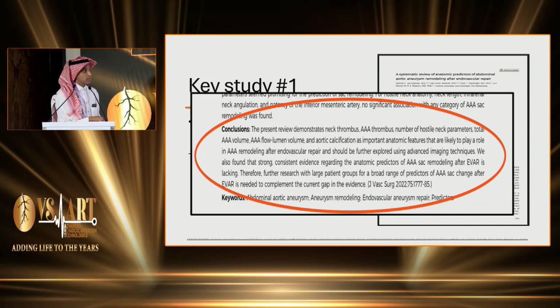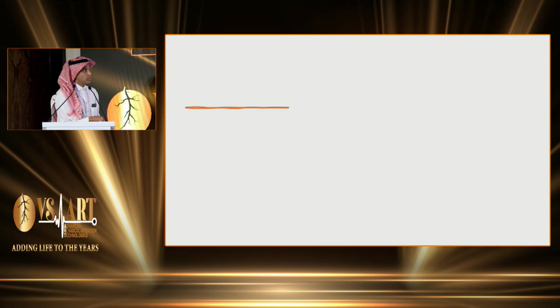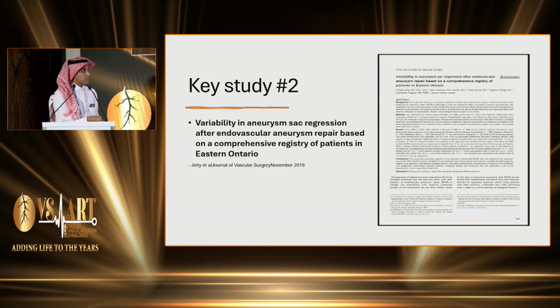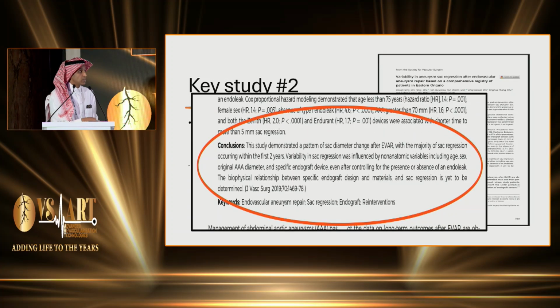This is one of the systematic reviews, and for this reason we also looked at other studies, such as the variability of aneurysmal sac regression after endovascular aneurysm repair, based on a comprehensive registry of patients in Eastern Ontario, from 2019. In this study, they also looked at factors other than anatomical ones: the age and sex of the patient, and whether it was an emergency or non-emergency case.